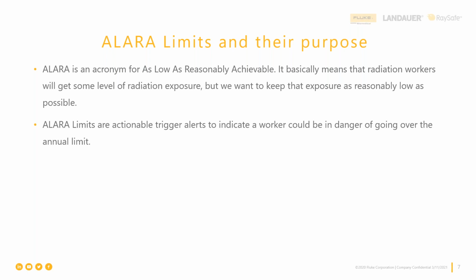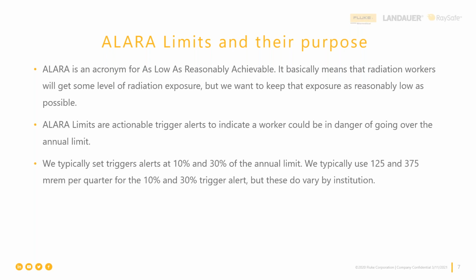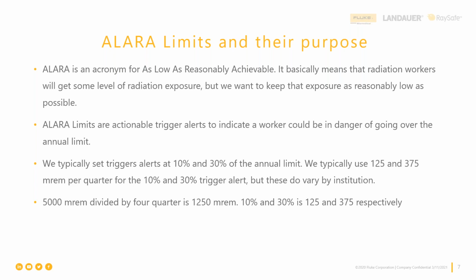So these ALARA limits are established to keep your workers from going over those annual limits. As long as you're following the limits in these alert trigger levels throughout the year, you won't have employees exceed a dose level unless they receive it all in one quarter, basically. And how do these work? Ultimately, you look at 5,000 millirem for the entire year. That's the dose limit for a radiation worker in the US. If you break that down to 4 quarters, you have 1,250 millirem for each quarter as a maximum. And then you take 10% and 30% of that, and you get 125 and 375 respectively.